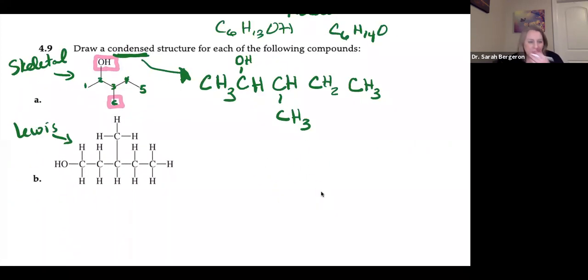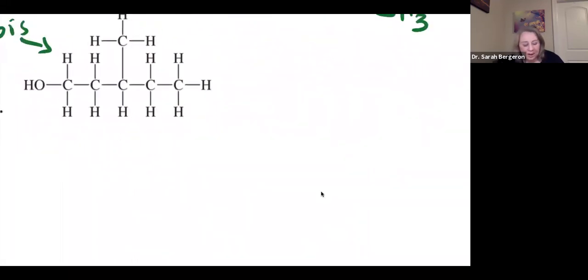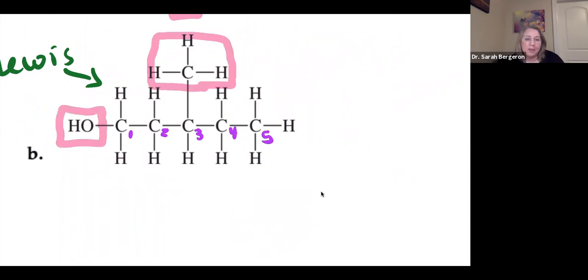So now let's try to go from a Lewis to a condensed. And this one, I kind of think this is a little bit easier. So we're starting with our Lewis. Let me try a different color. So let me count my carbons to get my longest chain of carbons. So 1, 2, 3, 4, 5. And I need to be careful of a few things. I have a carbon here, and I have an OH here. So I need to be careful to make sure to add those, all right?